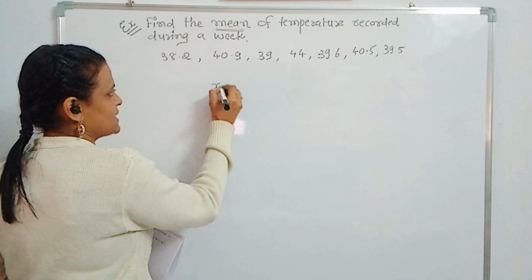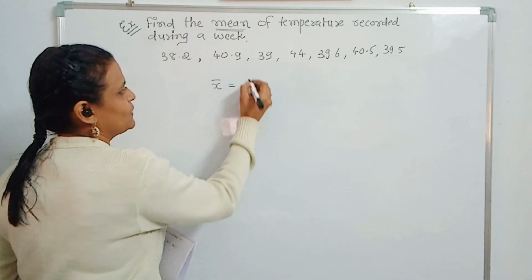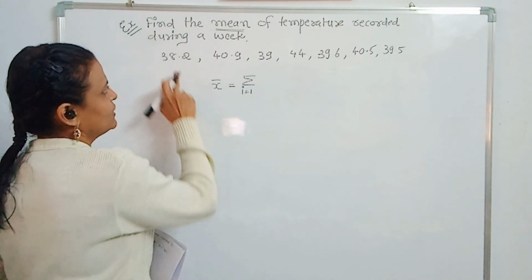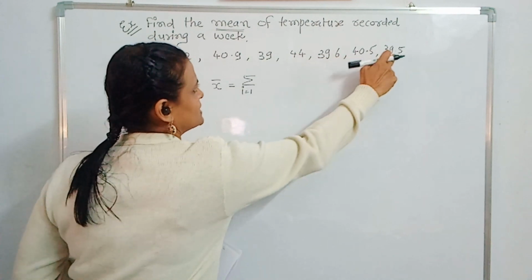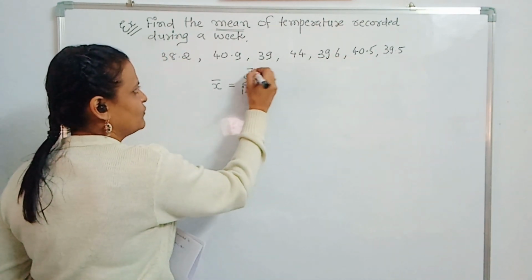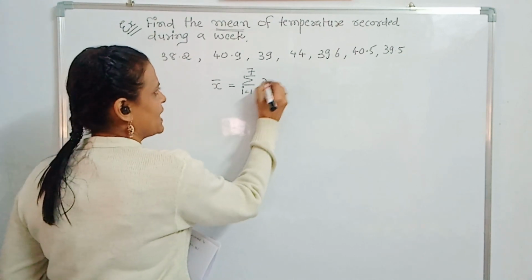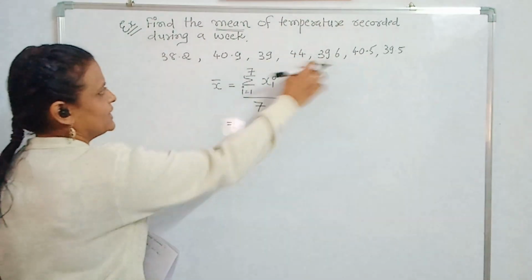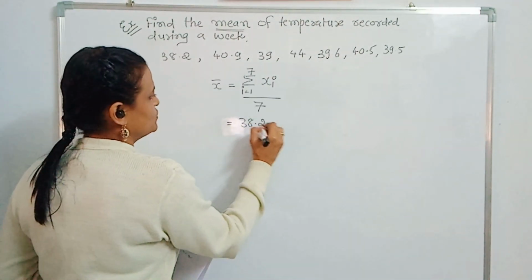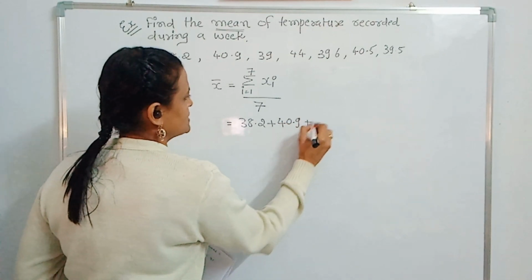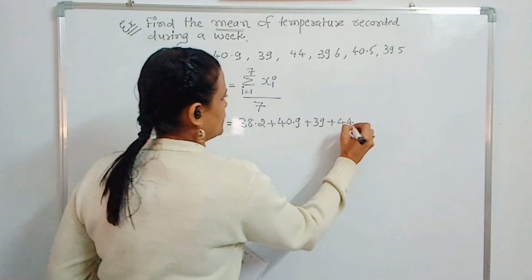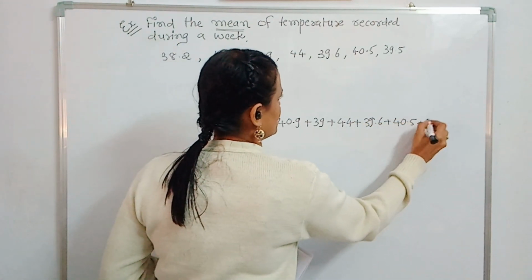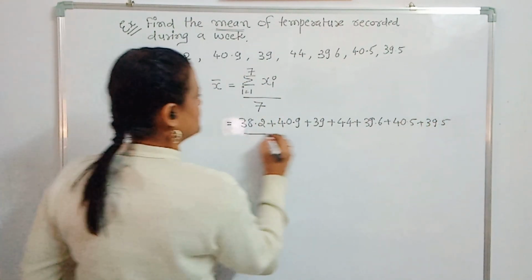So the equation is x bar is equal to summation from i equal to 1 to n of xi divided by n. See how many data are there? 1, 2, 3, 4, 5, 6 and 7. So i will range from 1 to 7. So i is equal to 1 to 7, xi divided by 7. Let us add all the data: 38.2 plus 40.9 plus 39 plus 44 plus 39.6 plus 40.5 plus 39.5 divided by 7.